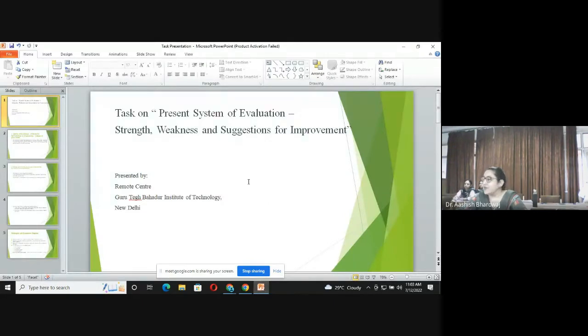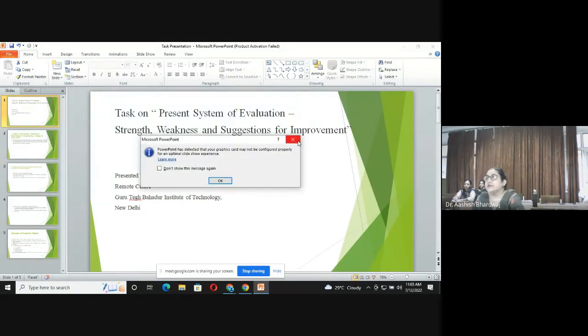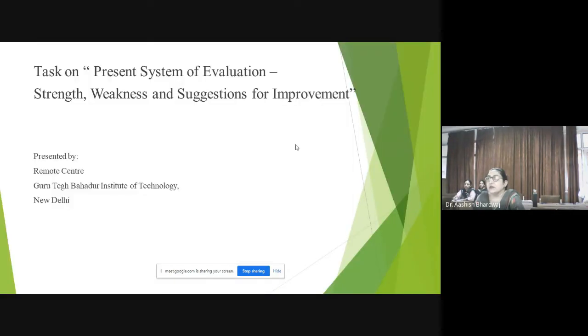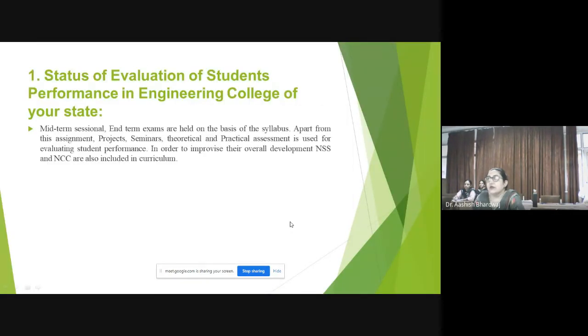So now looking at the first question, which was to state the evaluation of students' performance, sir. We have the midterm sessional exams, and we have the end-term exams based on the syllabus. Apart from that, we also evaluate on the basis of assignments, projects, and seminars. Then we have the theory as well as the practical exams. Theory marks as well as practical marks in totality are used to evaluate the students' performance at the end of the semester, sir. We have semester-wise assessment for the exams.